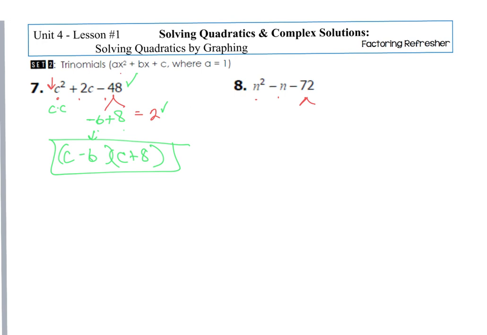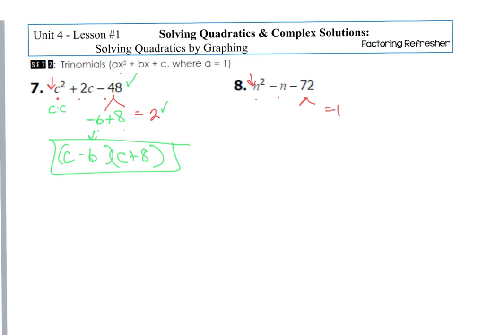There's nothing in front of c squared. And on number 8, it's a coefficient of 1, an implied 1 as well. There's nothing in front of n squared. If I don't have anything in front of my first term, my squared term, I don't have a GCF. Okay, because when 1 is the highest or lowest number, then there's nothing that can be pulled out of the rest. So what multiplies to negative 72 and adds to negative 1? That's my middle value, right? Negative n means negative 1.